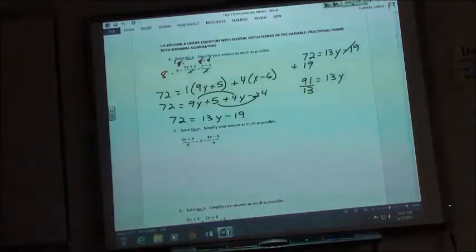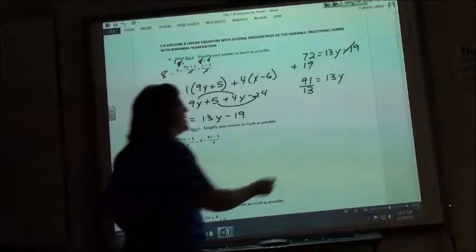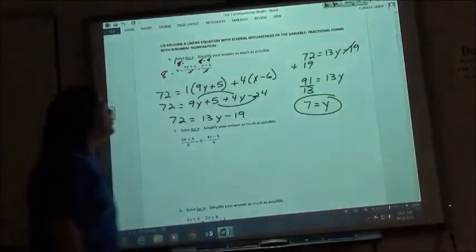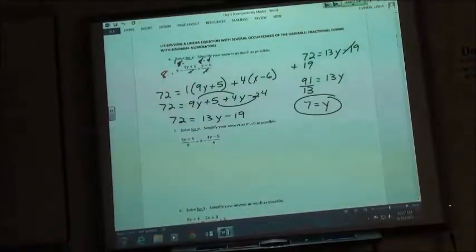Now the nice thing about these problems is they should all come out to nice whole number answers. So 91 divided by 13 is 7. If you get something that's not a whole number answer, you know that probably you did something wrong and you should go back and check your work.